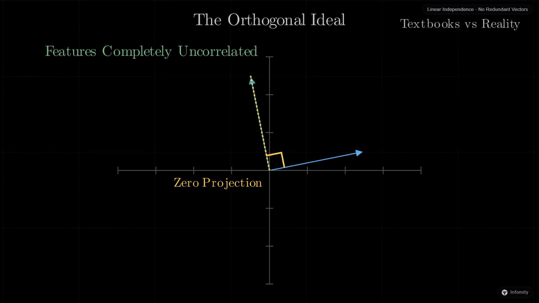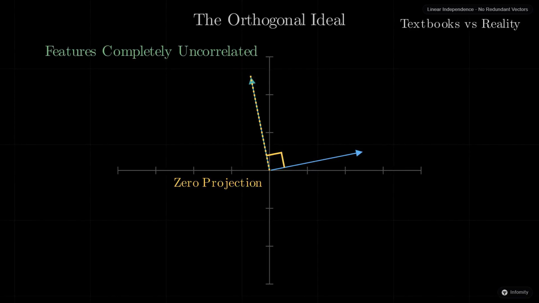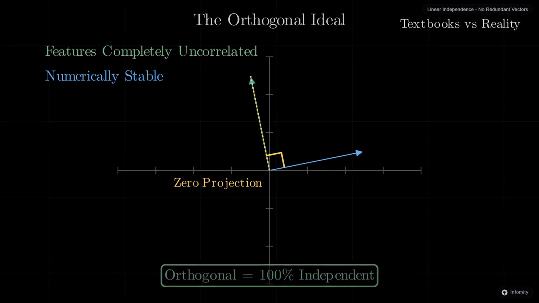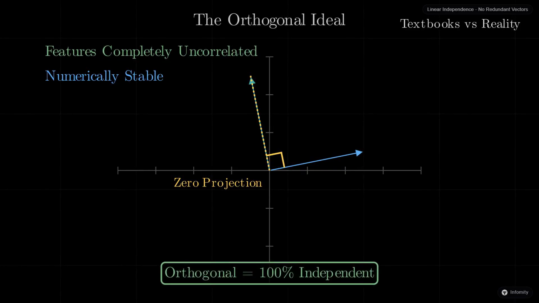But here's a detail that most standard textbooks gloss over. This perfect independence makes calculations incredibly fast and numerically stable. It is the ideal state we always strive for in our data.